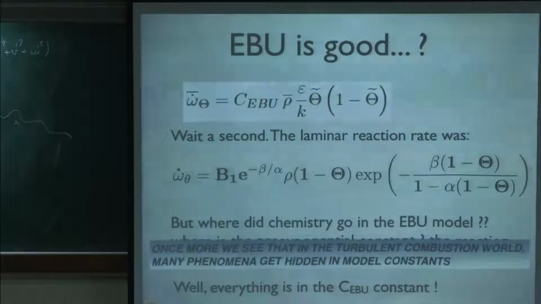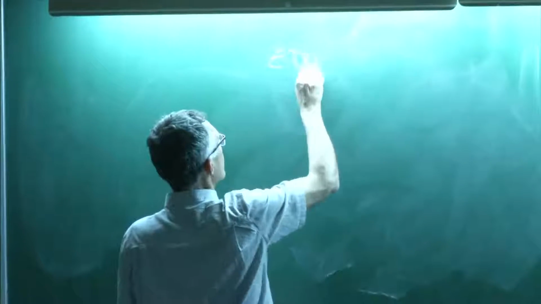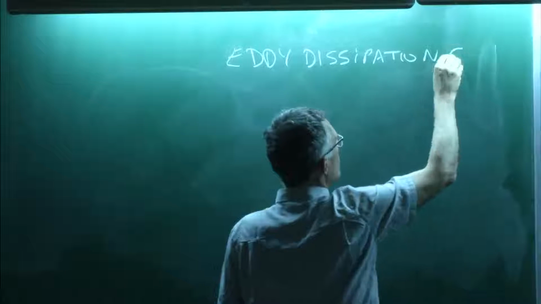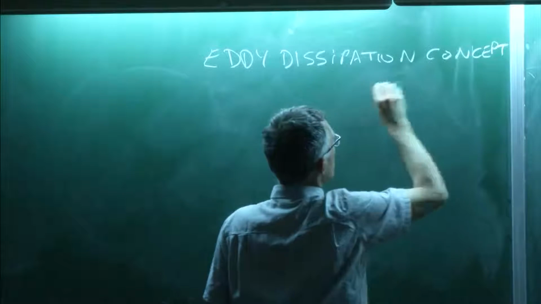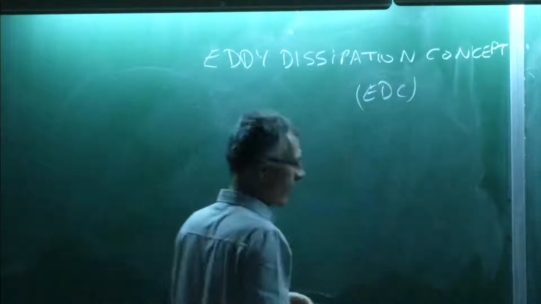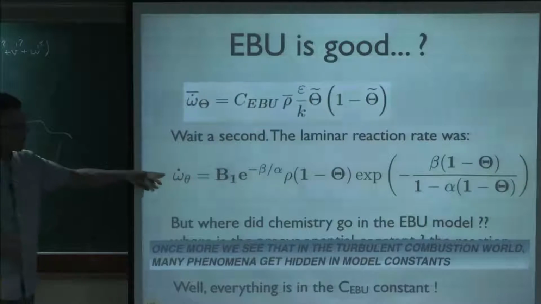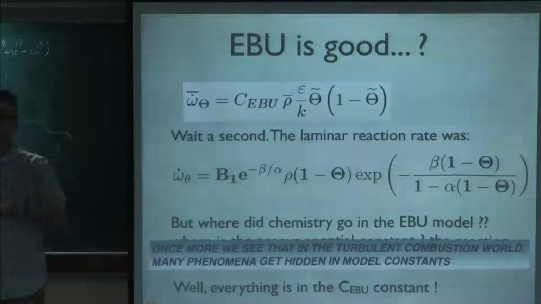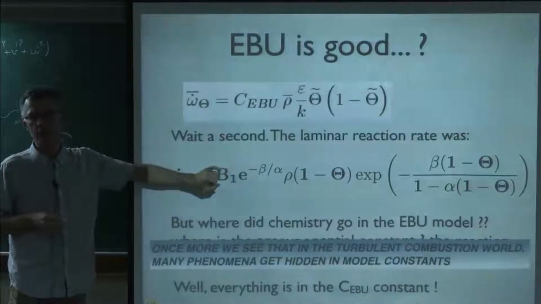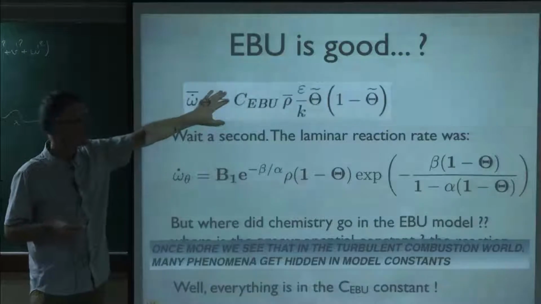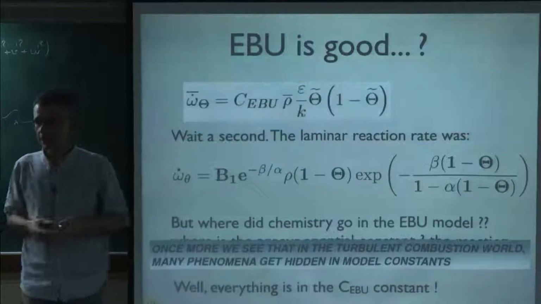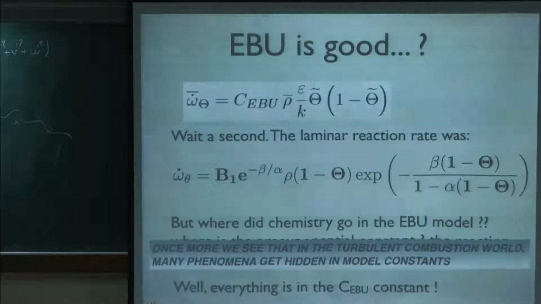Now, I must give another name here. There's an extension of the eddy breakup model, which is called the eddy dissipation concept, the EDC model, that you will find in many codes, where they basically try to mix this model with this one. They take the minimum value of the two or something like this. It's a trick which allows you to reintroduce a little bit of chemistry. For example, if you say that the reaction rate is the minimum of these two expressions, if this goes to 0, then you will go to 0. But that's not a very well-founded approach in general.